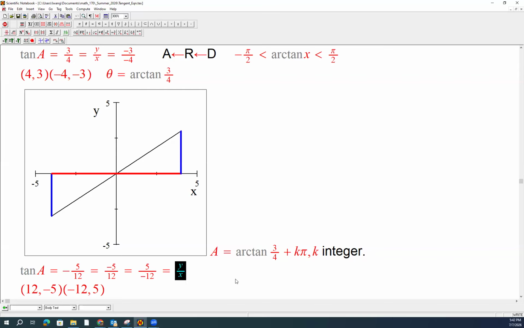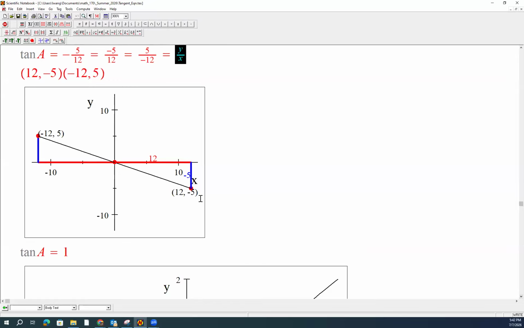We're going to have two terminals. So here we go, we got our two terminals. You can see 12, negative 5, which is right here. And the other one, so let me put it on this side. The other point will be negative 12 comma 5. So red, blue, red, blue, and we have two terminals.